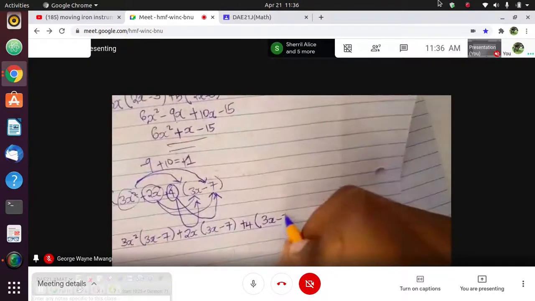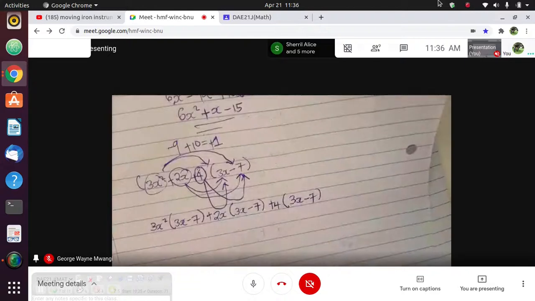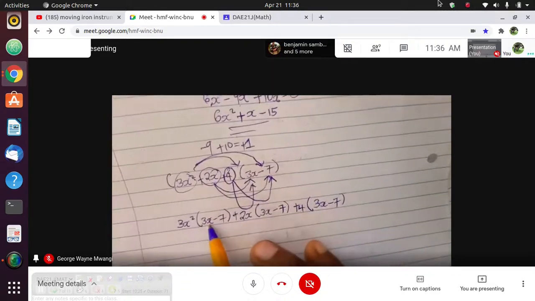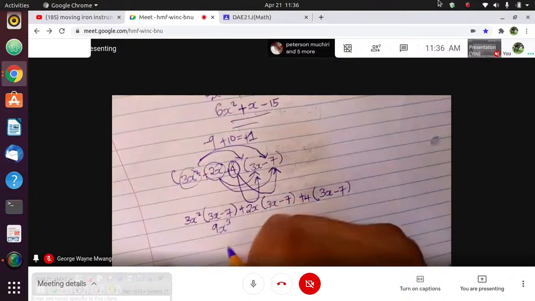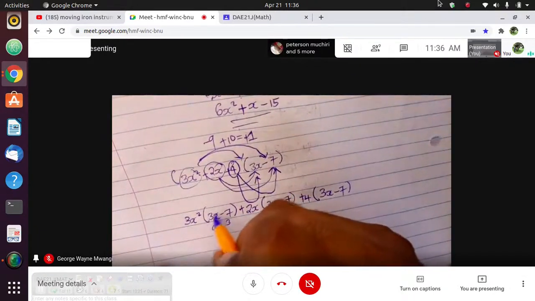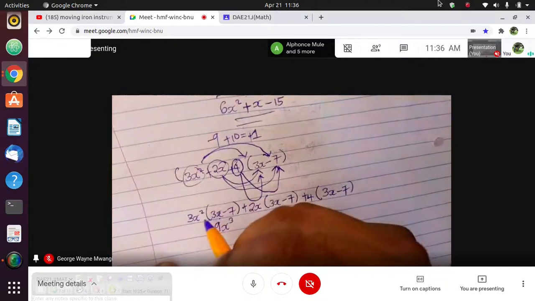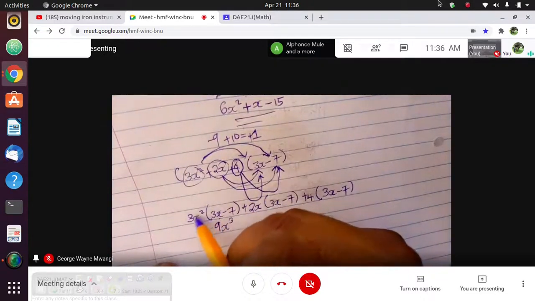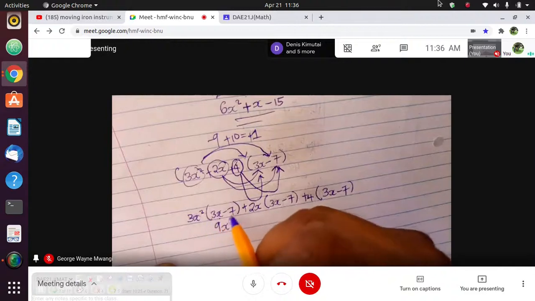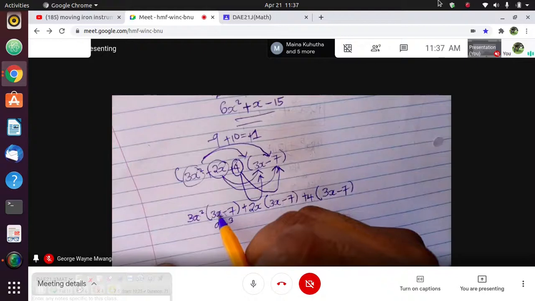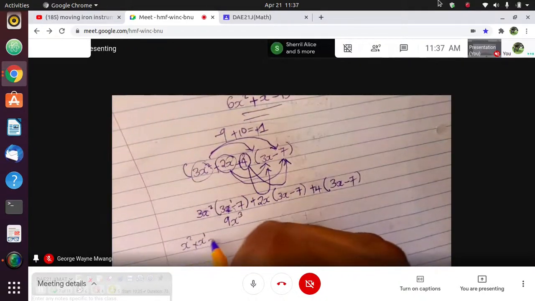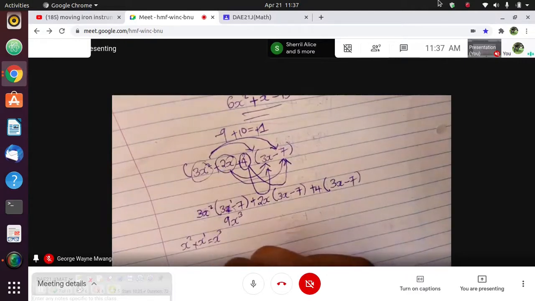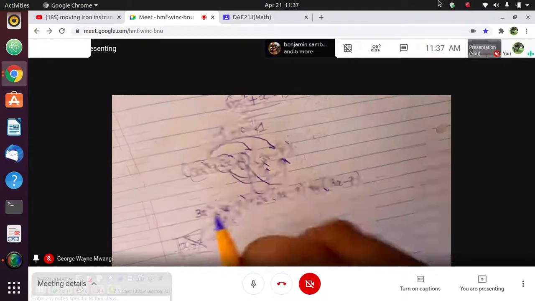Now, 3x squared times 3x gives how much? 9x cubed. Remember, we are still using the laws of indices. When you take a common number which is raised to a power and you multiply it by another number of the same base, each raised to a power, x squared times x raised to power 1 is x cubed. So, let us not forget our laws of indices.